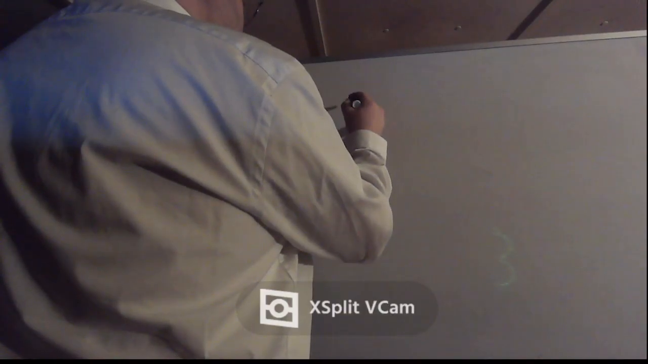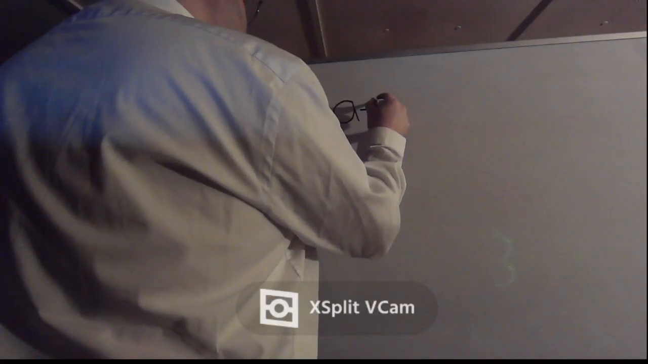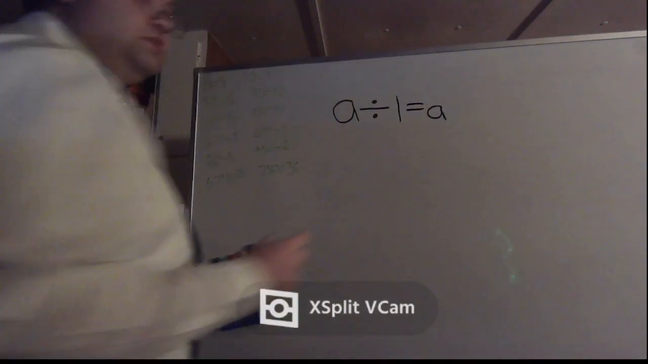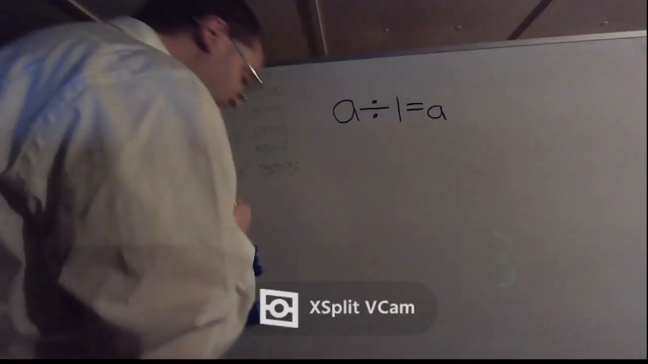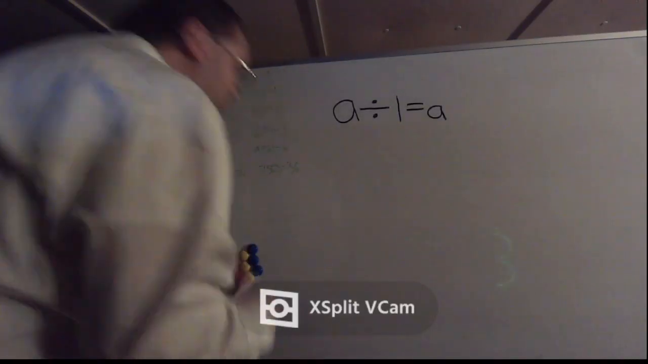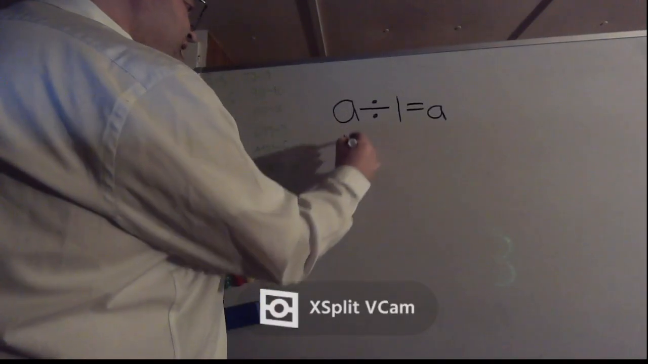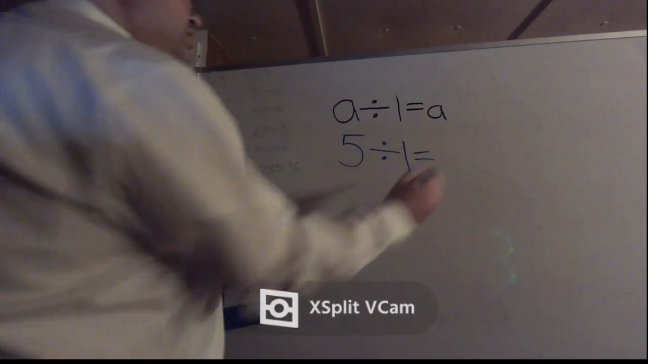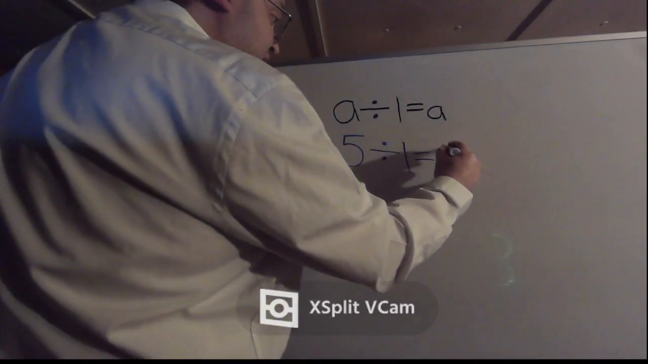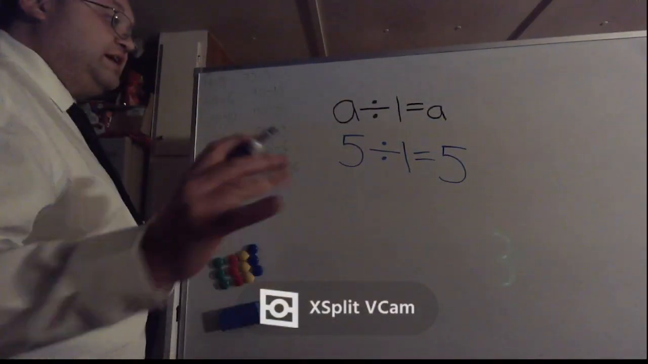So, let's see here. We have a few rules for division that are going to make your life a lot easier. If I take any arbitrary number and I divide that by 1, I will get the same number back. So let us do 5 divided by 1. Any number divided by 1 is itself. So 5 divided by 1 is 5.